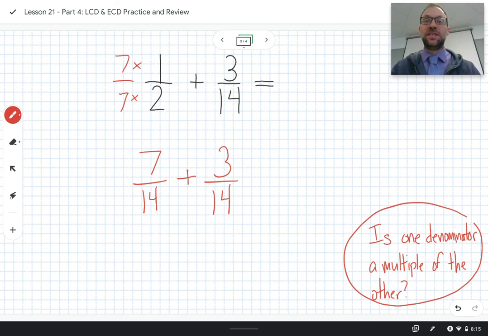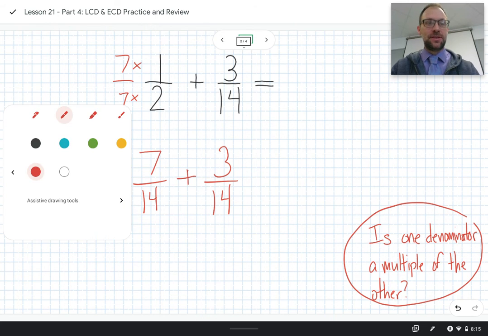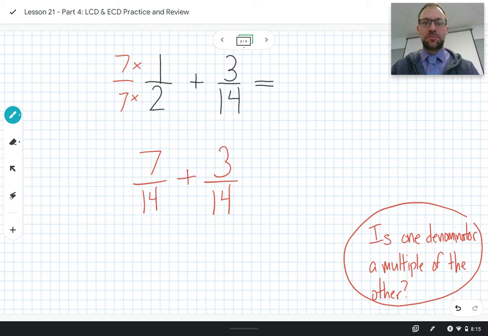3/14 already had 14 in the denominator, and so we don't have to change it at all. And here we have two fractions. They share a common denominator, so let's add the numerators. 7/14 plus 3/14 is 10/14. Our final check, is this in simplest form? No, it's not. We need to simplify.